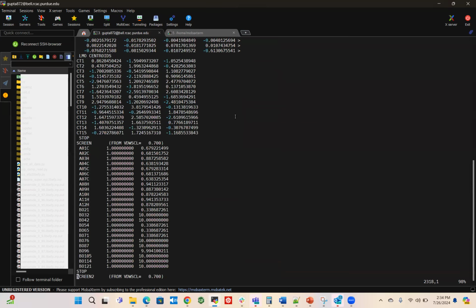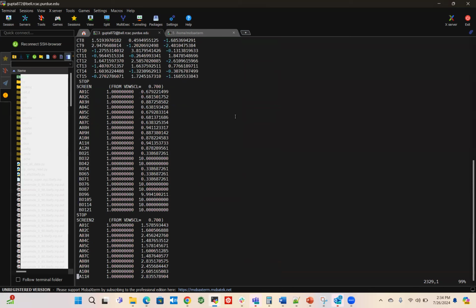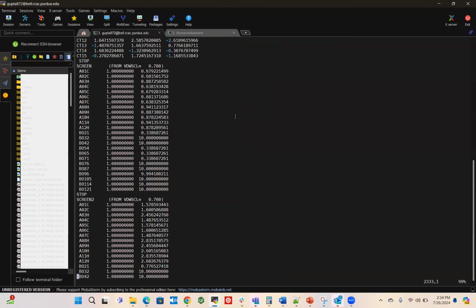And finally, we have the screen and screen 2 parameters, which are basically the screening parameters that we require to account for the QM-EFP interaction and the EFP-EFP interactions in an EFP calculation. So screen 2 is generally used for the calculation of interaction energy between two EFP fragments, and screen is basically used for calculation of the screening parameters between the QM and EFP fragments.